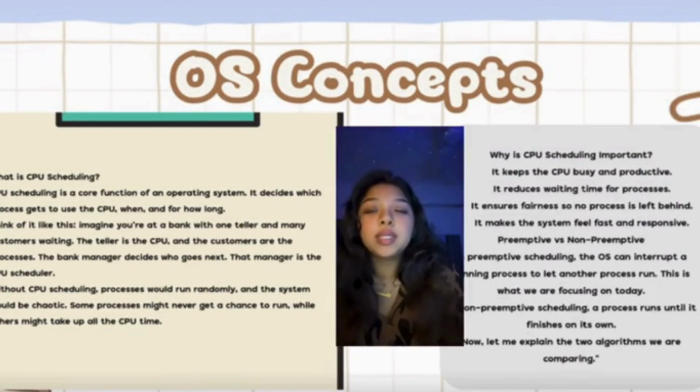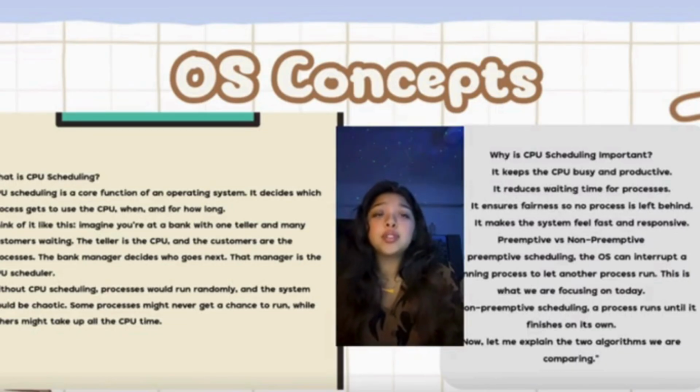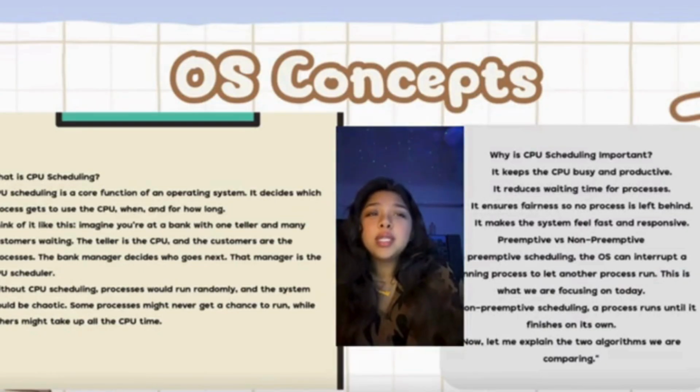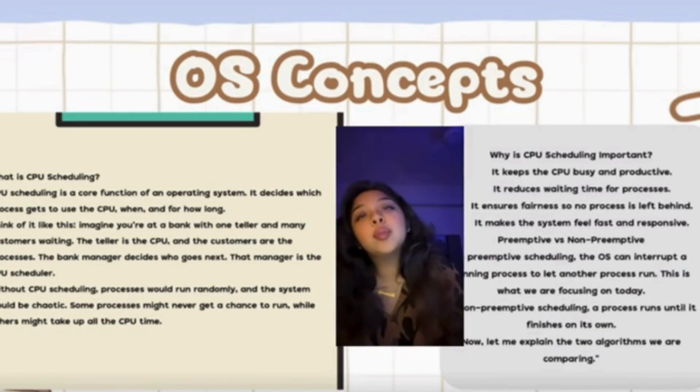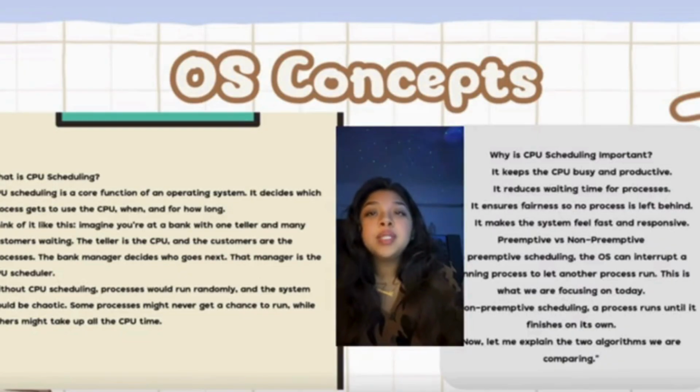First, what is CPU scheduling? It's an OS function that decides which process gets the CPU, when, and for how long. Think of a bank with a teller and many customers. The teller is the CPU, the customers are the processes, and the manager is the scheduler. Why is it important? It keeps the CPU busy, reduces waiting time, ensures fairness, and makes the system responsive.